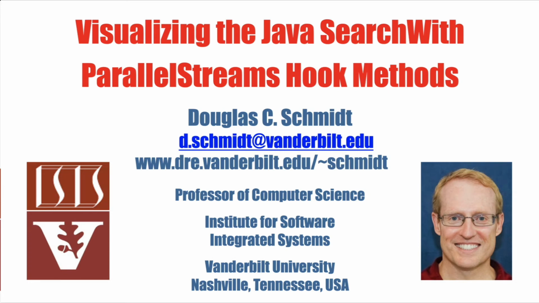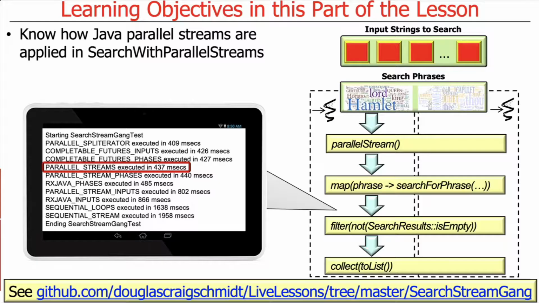So what we're going to do now is visualize how these hook methods work, and then we'll talk about the code in a second. You'll see the code as part of the visualization. The particular example we're going to look at is the parallel streams example.